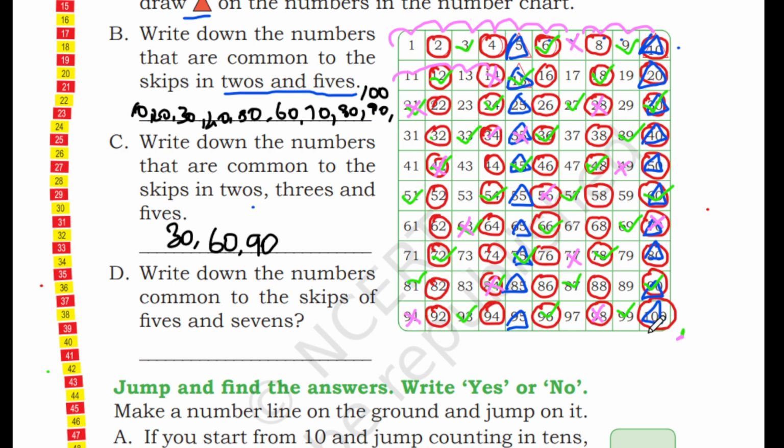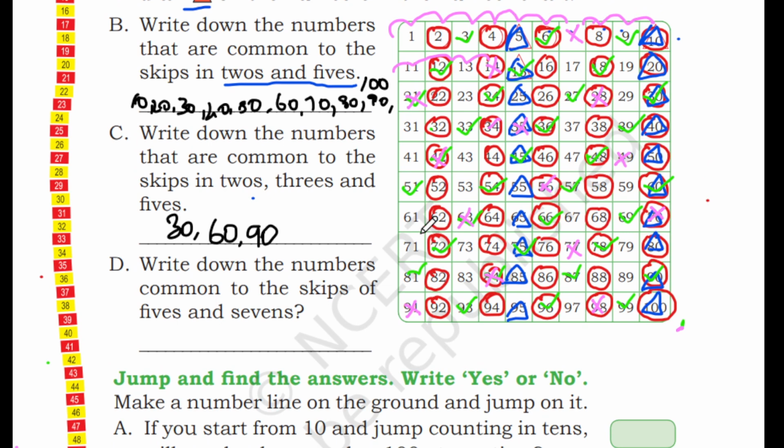So now we have to find out which number has both. For 5s we marked a triangle, right? A blue triangle. And for 7s we did a cross mark in pink. So find out which number has both the triangle and the pink cross mark. Okay, if you see here on the first row, it's not there. On the second row, no. On the third row, no, we do not have.